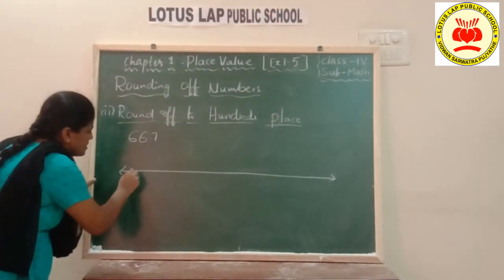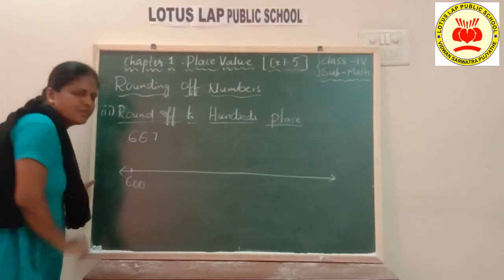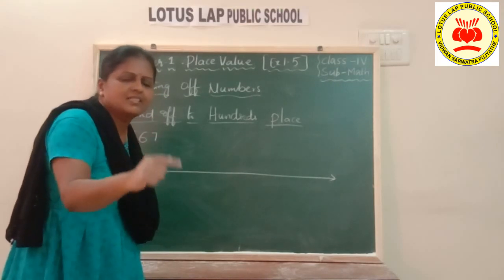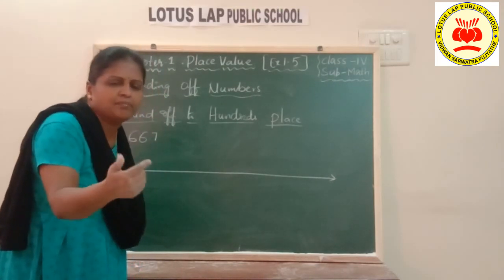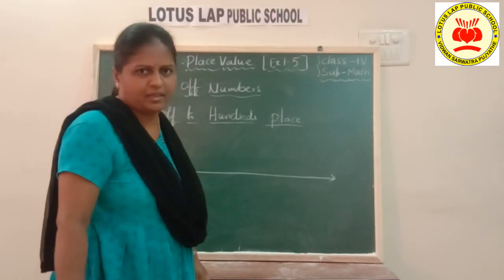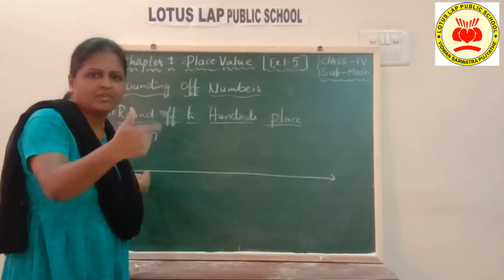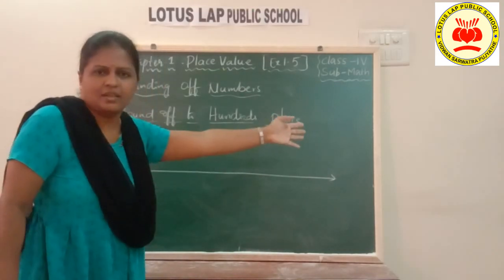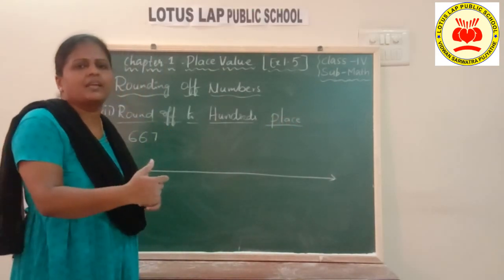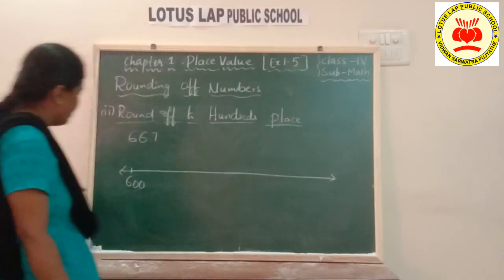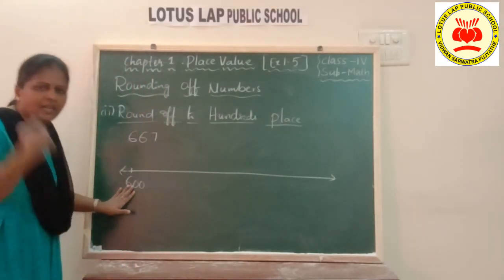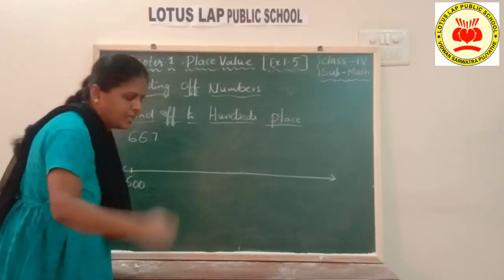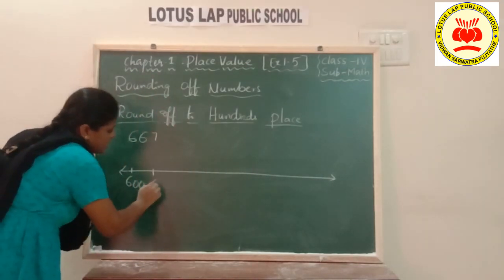Then 600. Next number should be 601 or 610. Let us take 610, children. A gap of 10 we will be taking, because if I take a gap of one, like in the previous example, we can't put all those numbers on the number line. Okay. So let us take a gap of 10, children. If my first number is 600, the next number is 610. Next one would be 620.